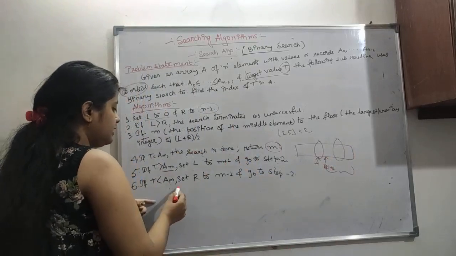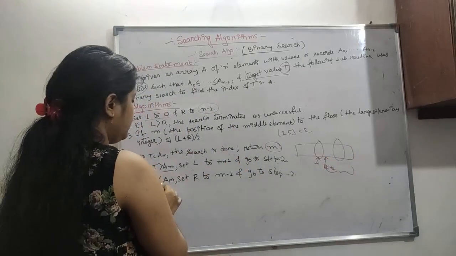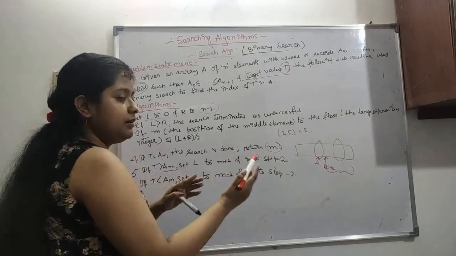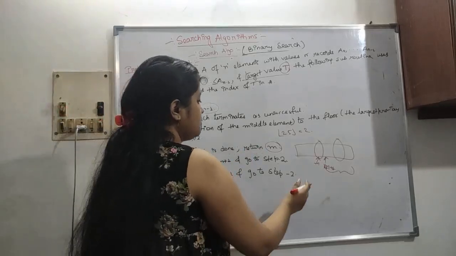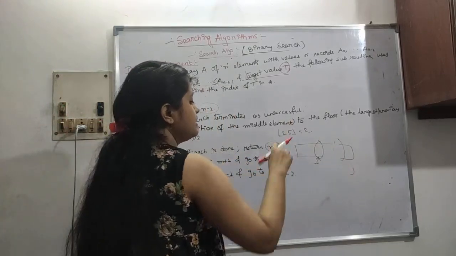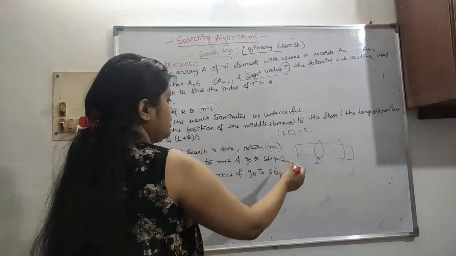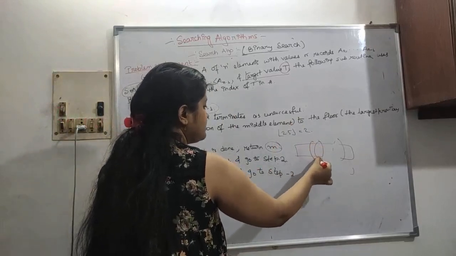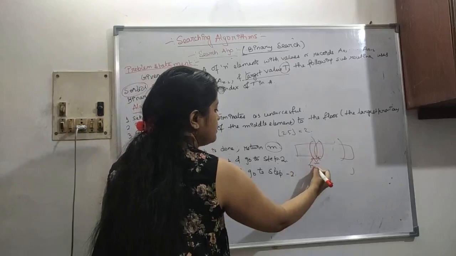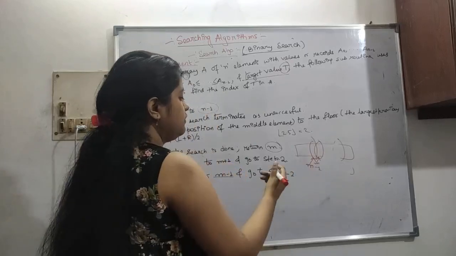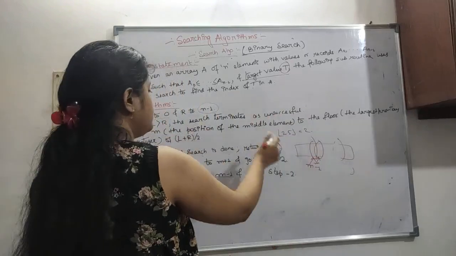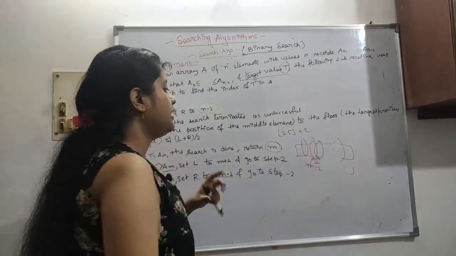Or else if the target element is less than the middle element, the right pointer will change to m minus 1. So let's say the target element is less than the middle element, then we have to change the right element to m minus 1. Then again we have to find the middle element like this.